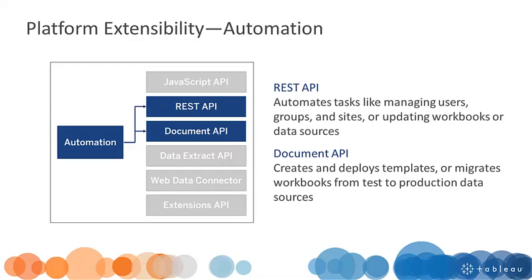The REST API can help you automate tasks like managing users, groups, and sites, or updating workbooks and data sources. And while it shares a lot of functionality with tab command, it gives you greater ability to trigger those tasks based off of certain listening tools and interactions. The Document API is helpful for creating and deploying templates or migrating your workbooks from test to production data sources.